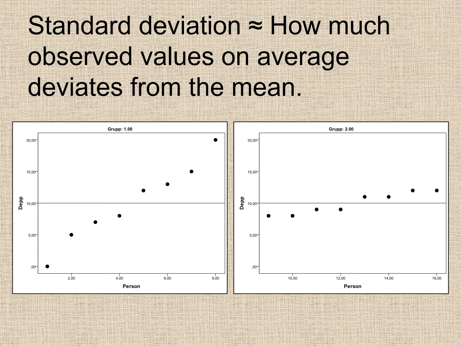So we see in these figures, it illustrates that the average distance, the average deviation from the mean, is much larger in group 1 than in group 2. So in this case, we would get a larger standard deviation in group 1 compared with group 2. More deviation from the mean, more dispersion in group 1 compared with group 2, and therefore also a larger standard deviation.